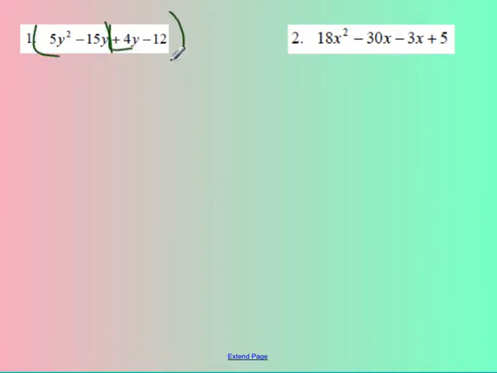So between 5 and 15, you can divide out a 5. Whenever there's 4 terms, you want to use that factoring by grouping method. Between y squared and y, you can take out a y. So we're dividing each of these terms by 5y. And then we get y squared over y is just y. Negative 15 divided by 5 is negative 3, and the y's over y cancel.